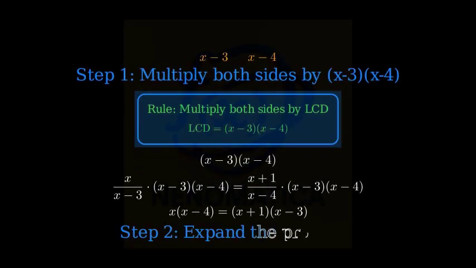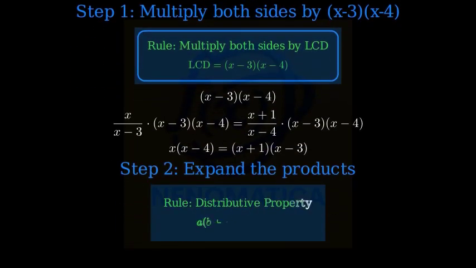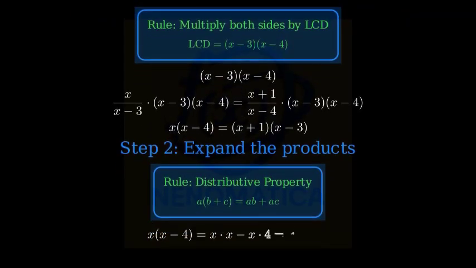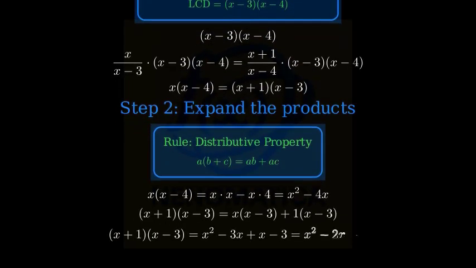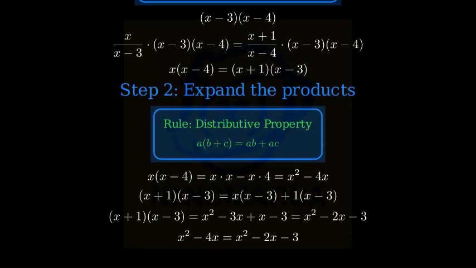Step 2. Now we'll expand the products on both sides of the equation. On the left side, x times x minus 4 gives us x squared minus 4x. On the right side, x plus 1 times x minus 3 expands to x squared minus 3x plus x minus 3, which simplifies to x squared minus 2x minus 3.